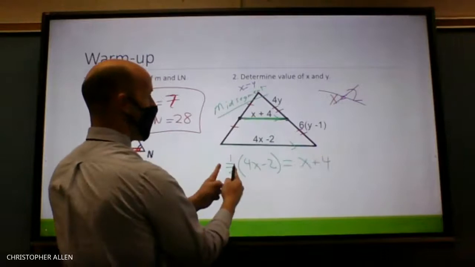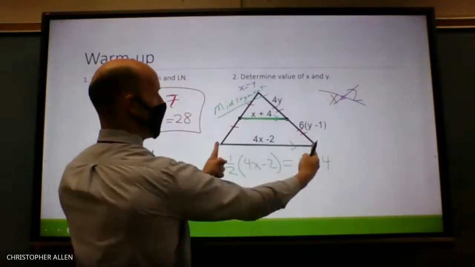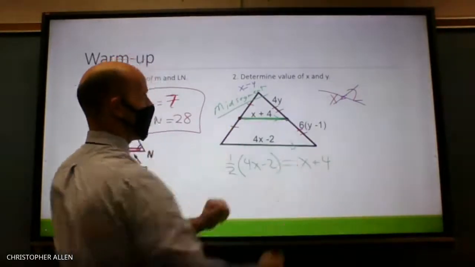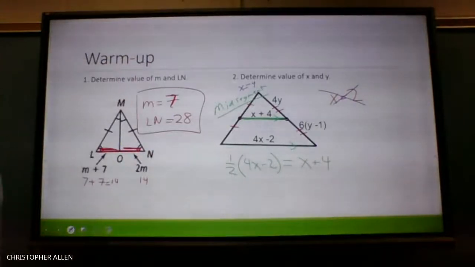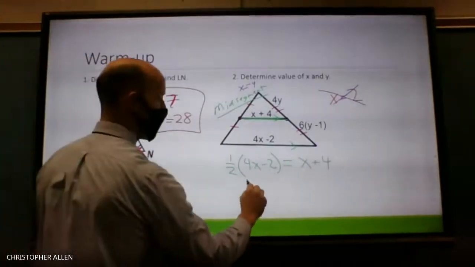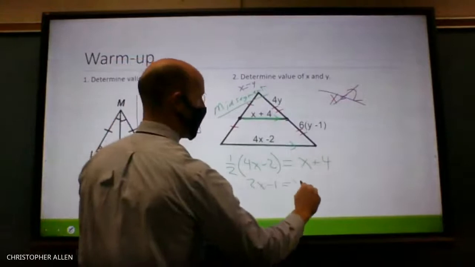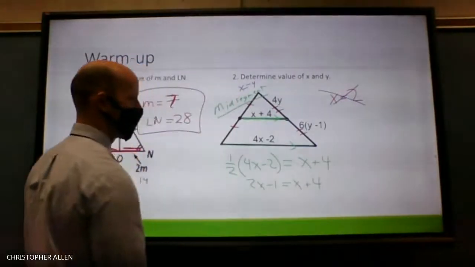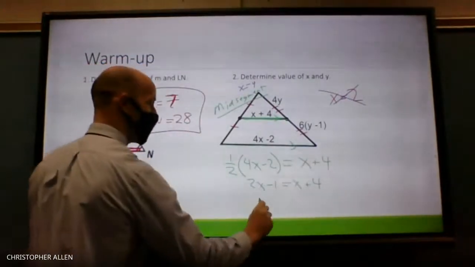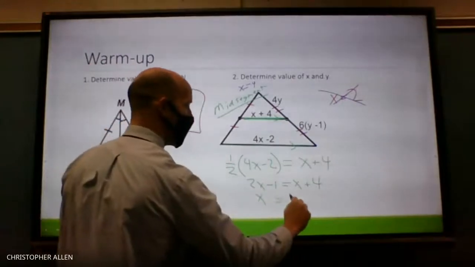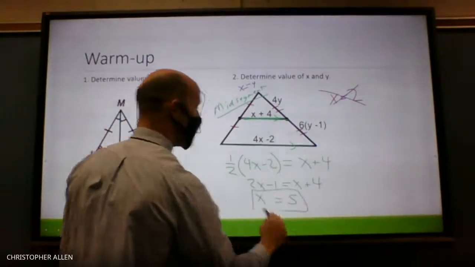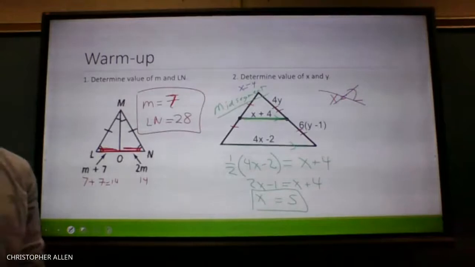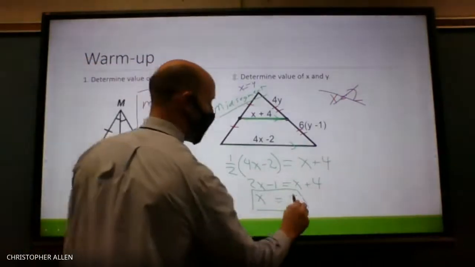So that means 1/2 times this length here has to be equal to x plus 4. So now we can go ahead and simplify this. This would be 2x minus 1 equals x plus 4. Then I could minus x over to this side and then plus 1 over to that side. So it turns out that x is equal to 5.